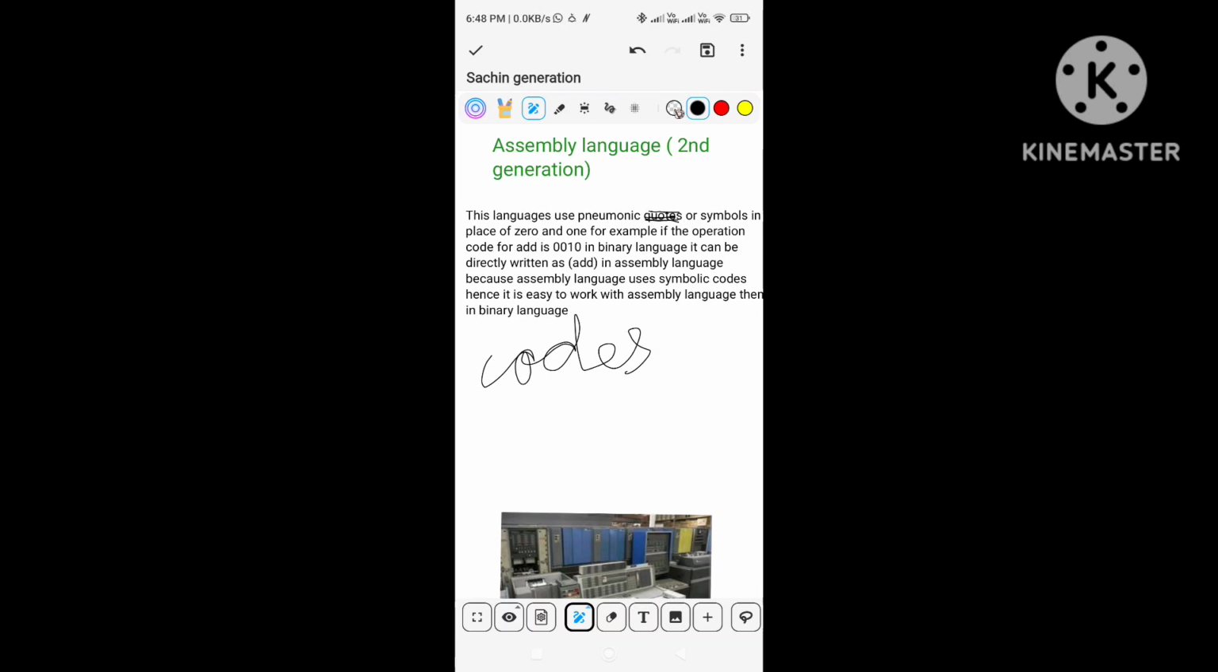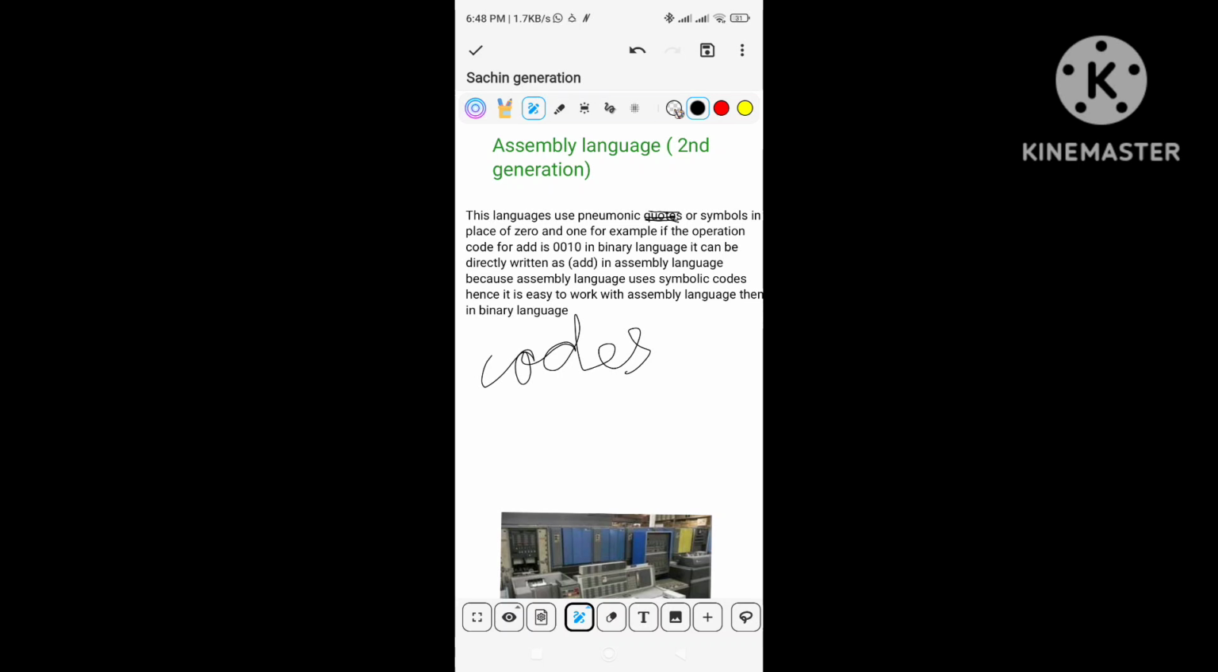In place of 0 and 1, for example, if the operation code for add is 0010 in binary language, it can be directly written as add in assembly language. Because assembly language uses symbolic codes, it is easier to work with than binary language. Numeric codes are like English words and symbols. But as we discussed earlier, machine language is the only language that the computer understands.